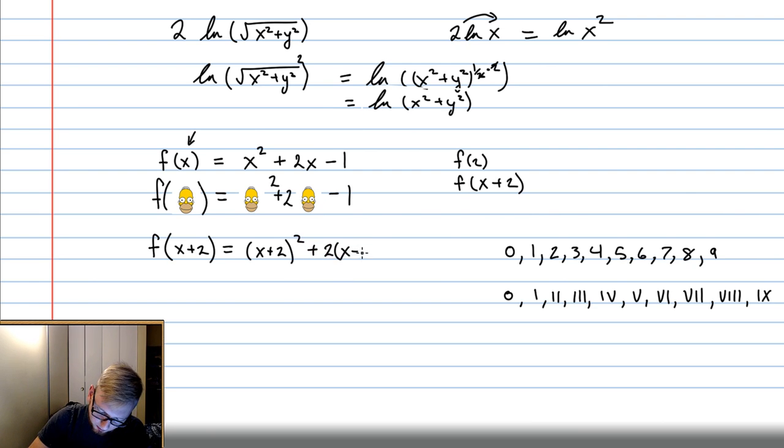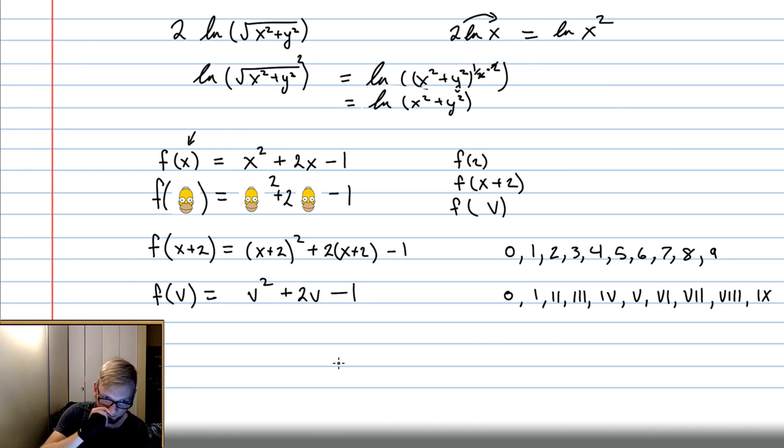Two times x plus 2 minus 1. Or what is f of v? F of v is v squared plus 2v minus 1.